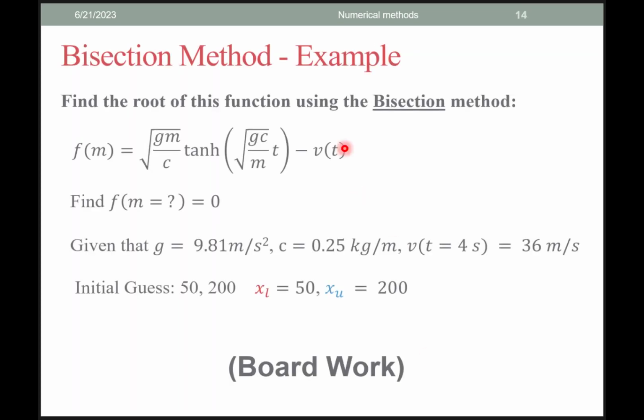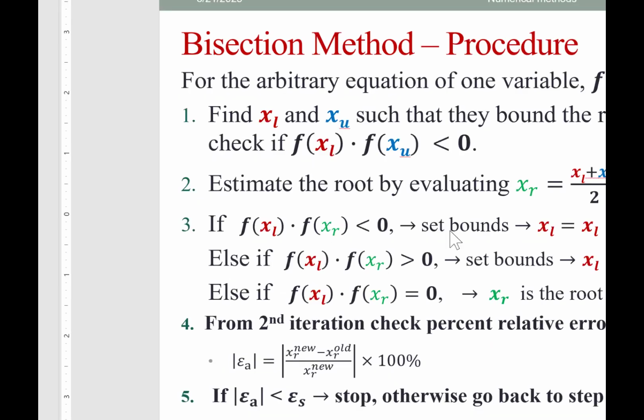I'll do an example now, following that same equation that we derived in the problem earlier that we basically solved using the graphical approach. So now we're going to do the bisection method on this equation, and we're going to have an initial guess of 50 and 200. So my lower bound is going to be 50, my upper bound is going to be 200, and I'm trying to find that mass that will give me 36 meters per second when the time equals 4 when someone is bungee jumping. All right, so let's draw a board here.